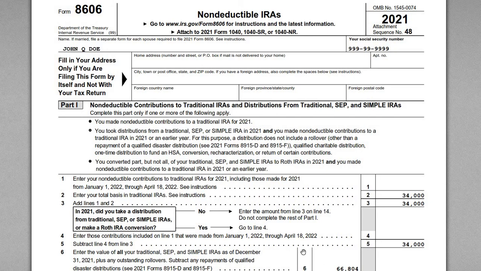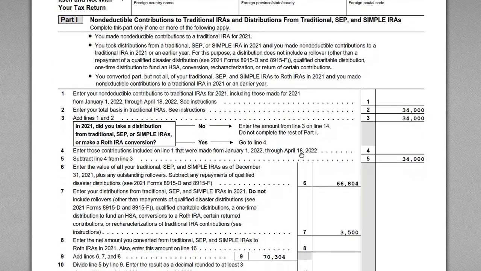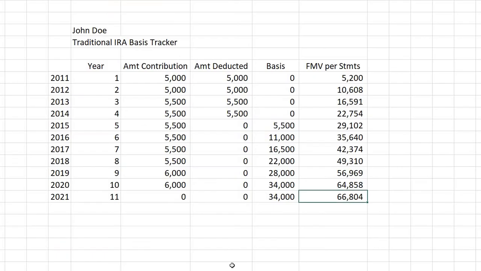So if we look at the 8606, here are the relevant fields we need to complete. We're doing Part 1 here. Line 2, enter the total basis in the traditional IRAs, right? So $34,000. Remember, $34,000 is his basis. It's not necessarily the total amount of cash that he put in throughout the life of the IRA. He put in $55,000 in cash, but he was able to deduct these portions here, so it's only the remaining amount that wasn't deductible that's his basis.